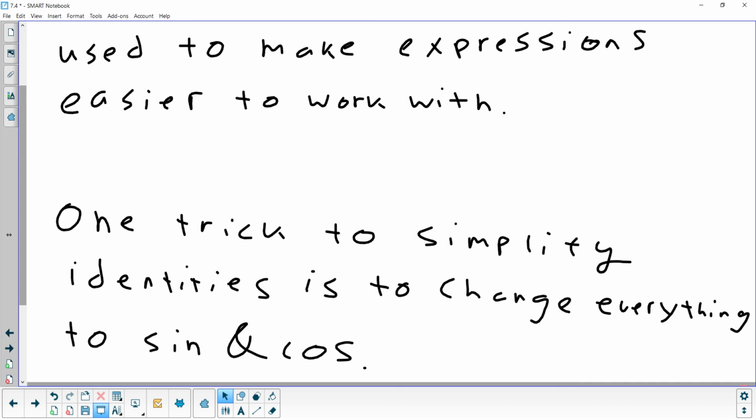So one trick that we can use to simplify a problem that has trig in it is to change everything in the problem to sines and cosines. There's always a way in trig to take any expression, no matter what trig functions it has, and turn it all into sines and cosines. And a lot of times when you do that, things will cancel out.